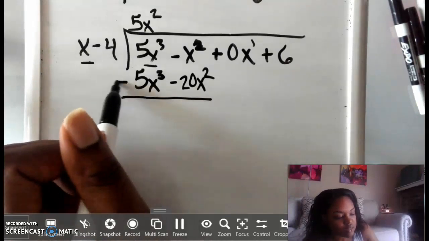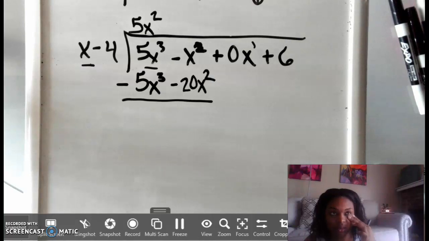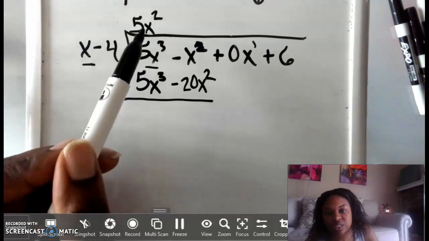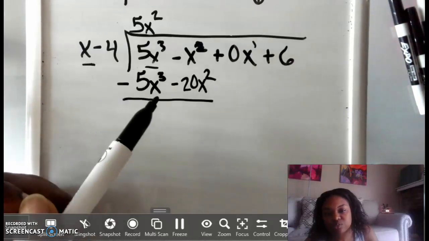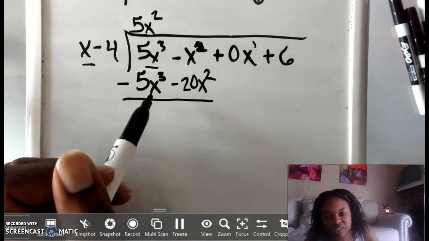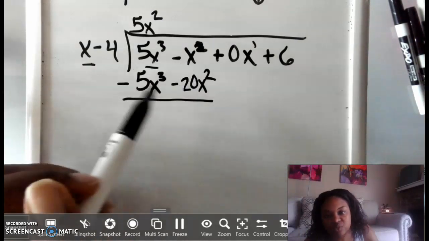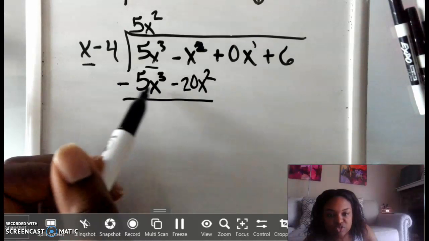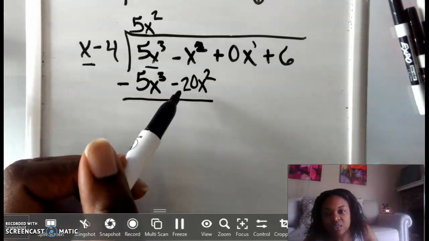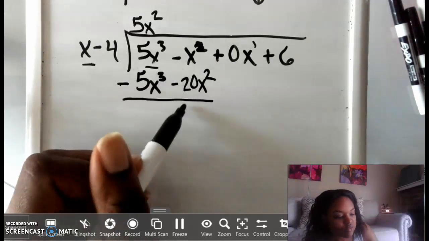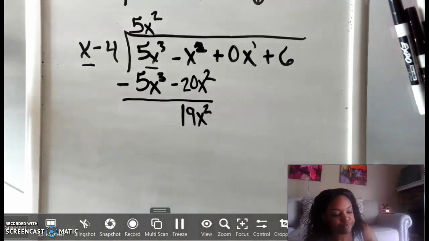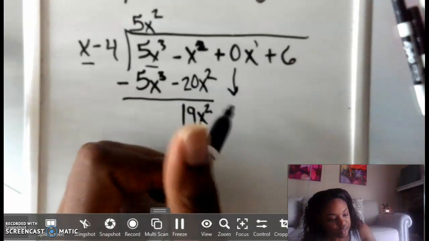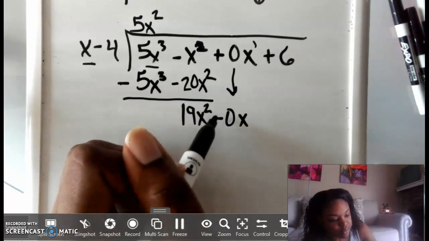Alright, then we subtract. Remember, we're following that daddy, mother, sister, brother, which means we divide, we did that. Then we multiply, we did that. Now we're going to subtract. So we subtract 5x cubed minus 5x cubed, that's 0. Negative x squared minus negative 20x squared, that's going to give us, if we subtract the negative, it's like adding 20x squared to negative x squared, so that'll give us a positive 19x squared. We're going to bring down the 0x.